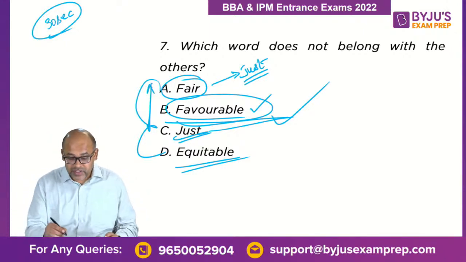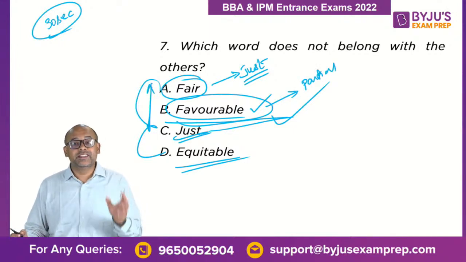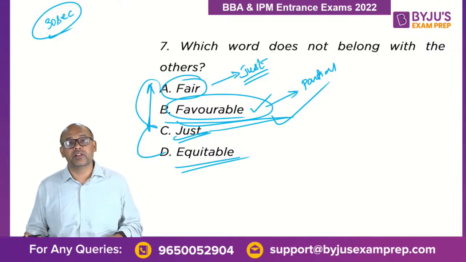Partial and impartial. So this is basically favorable means being partial, whereas fair, just and equitable means impartial.